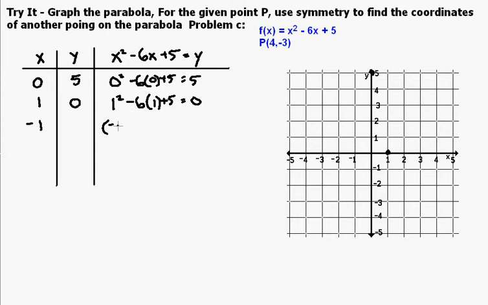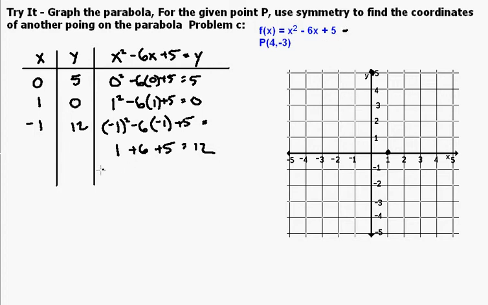So if I plug negative 1 into the expression, negative 1 squared is positive 1. Negative 6 times negative 1 is a positive 6. And this is a 5. So it looks like we have 12. Alright, looks like that's going up further. So that's way up here.